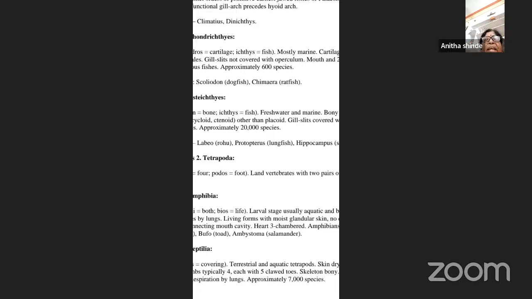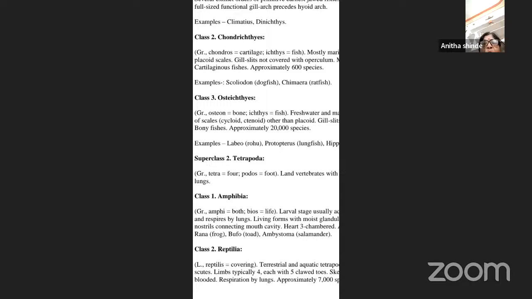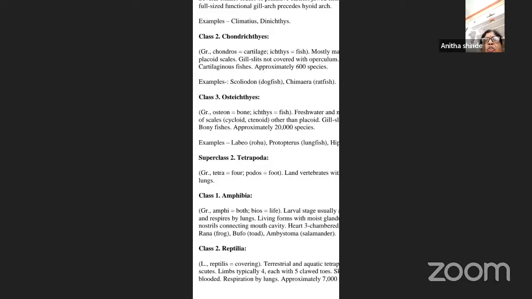Now coming to the superclass 2, that is Tetrapoda. Tetra means 4, and podos means foot. That means they are 4-footed animals. They are all land vertebrates with 2 pairs of pentadactyl limbs, cornified skin, and lungs. Now it includes different classes like Amphibia, Reptilia, Aves, and Mammalia.